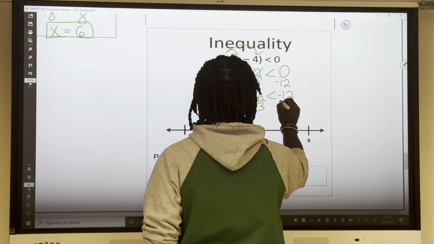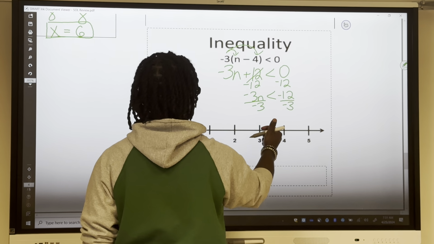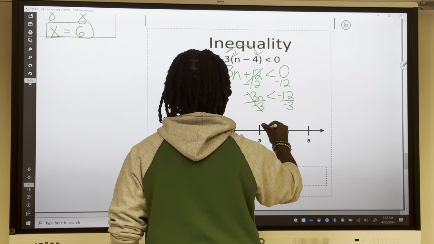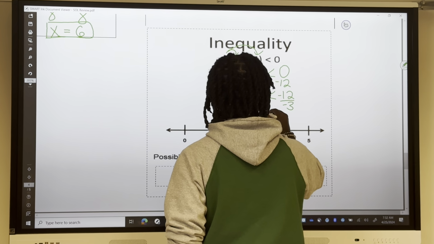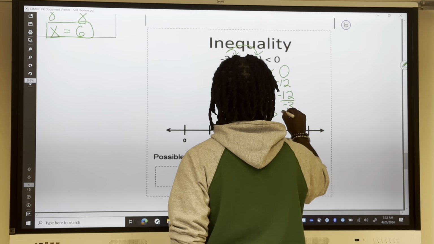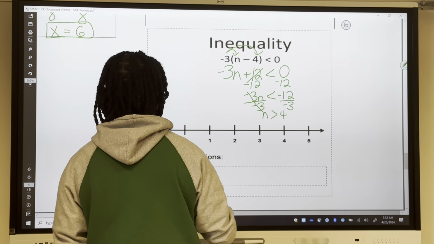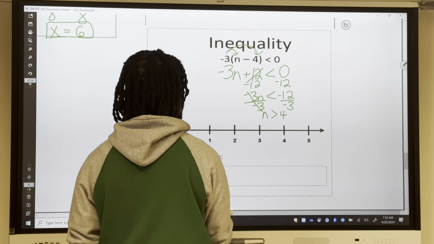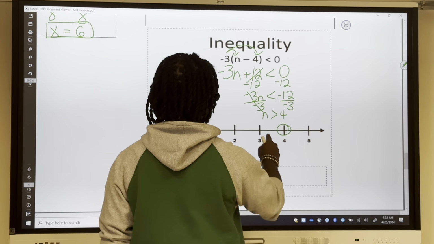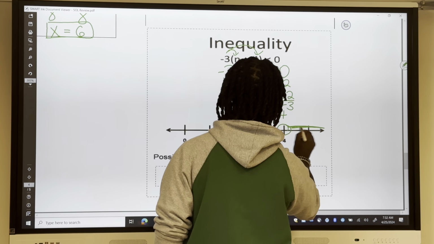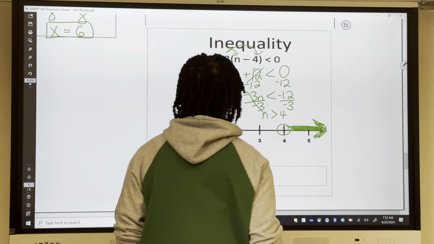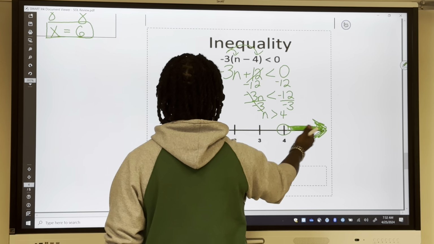Divide by -3. Divide by -3. Now, again, when I have an inequality and divide by a negative, I have to flip the sign. So the sign is going to be n is greater than -12 divided by -3, which is a +4. Okay, and so this says n is greater than 4. So I'm going to go to the 4, put an open circle because it's not equal to, and then I'm going to shade this side of my number line. And possible solutions is anything greater than 4.